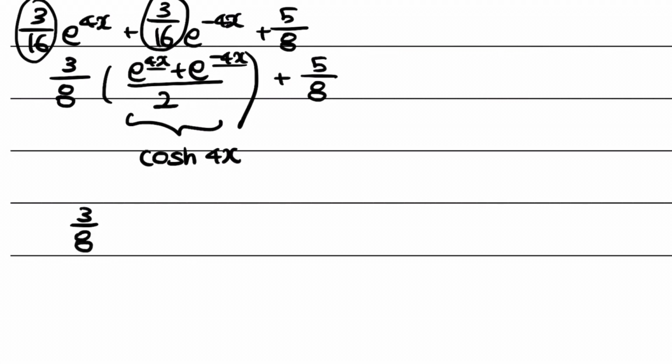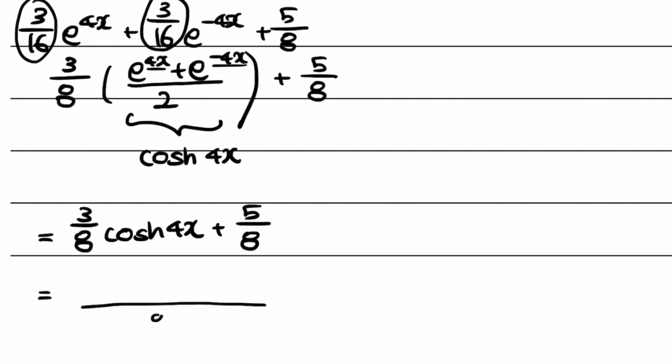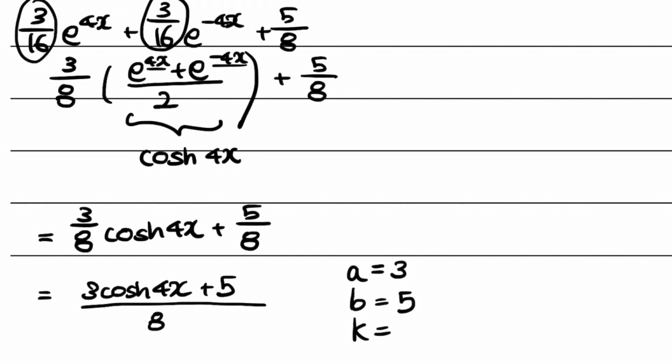It's 3 over 8 times by cosine h 4x plus 5 over 8. Now if you want to make a denominator altogether, it's 8 and 3 cosine h 4x plus 5. Therefore our a is 3, b is 5, and k is 4. And that's our answer.